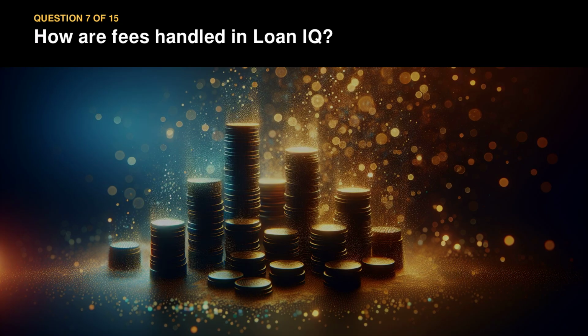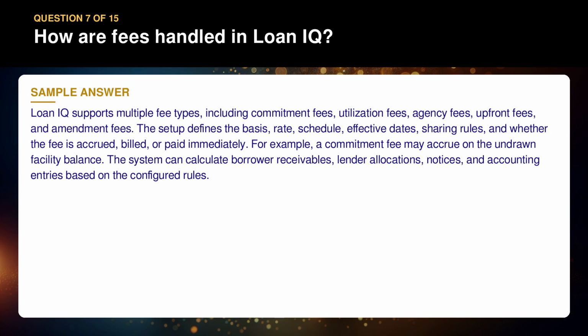Question 7. How are fees handled in Loan IQ? Loan IQ supports multiple fee types, including commitment fees, utilization fees, agency fees, upfront fees, and amendment fees. The setup defines the basis, rate, schedule, effective dates, sharing rules, and whether the fee is accrued, billed, or paid immediately. For example, a commitment fee may accrue on the undrawn facility balance.